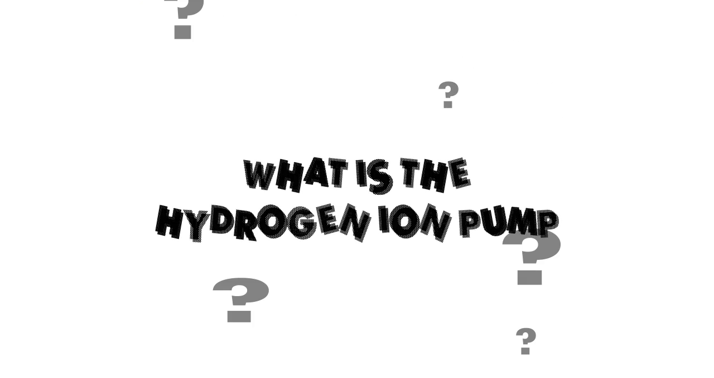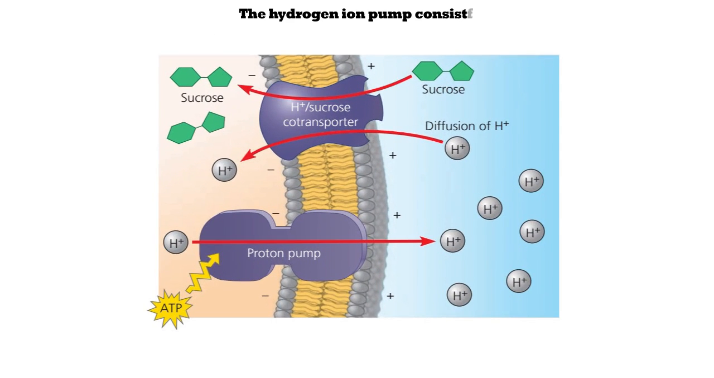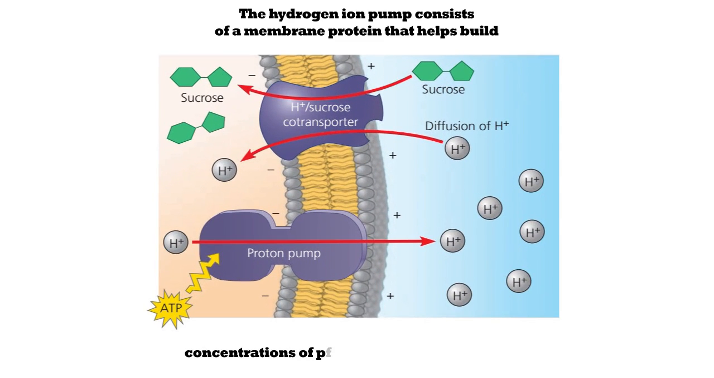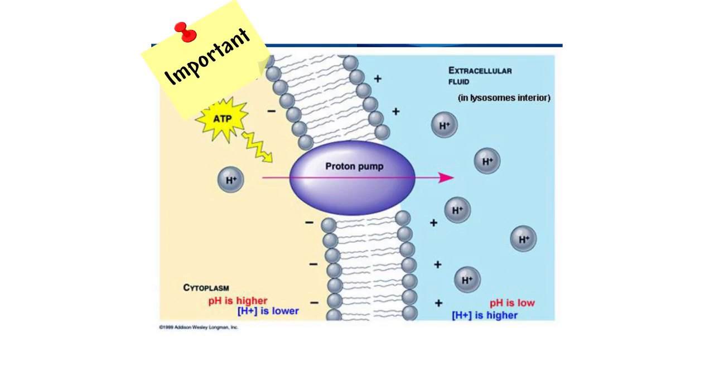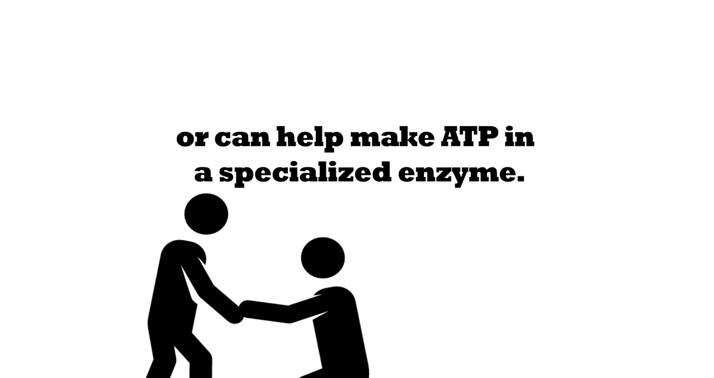What is the hydrogen ion pump? The hydrogen ion pump consists of a membrane protein that helps build concentrations of protons between membranes. This is important in moving high concentrations of hydrogen ions to low concentrations. This energy can be used to take a molecule from inside the cell and move it out, or can help make ATP in a specialized enzyme.